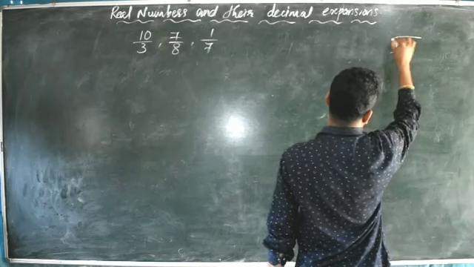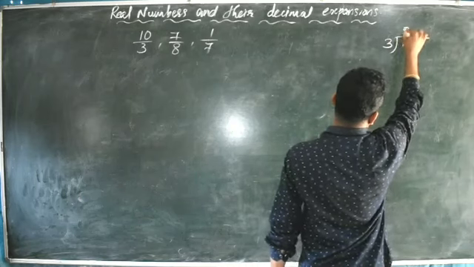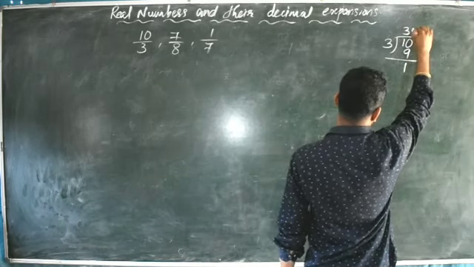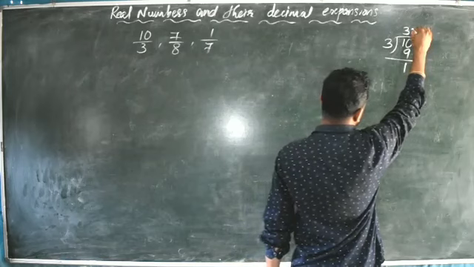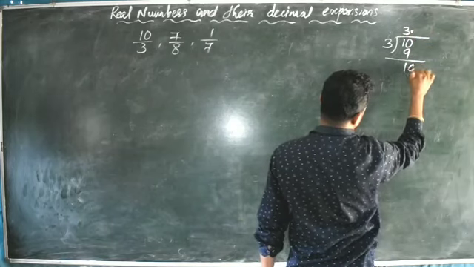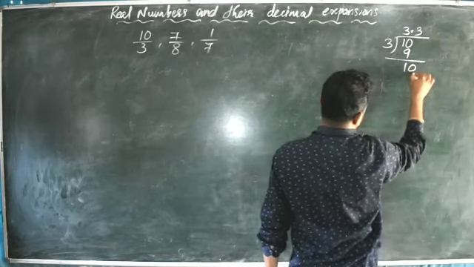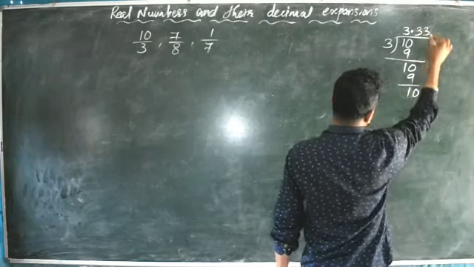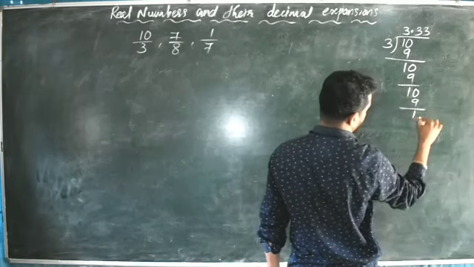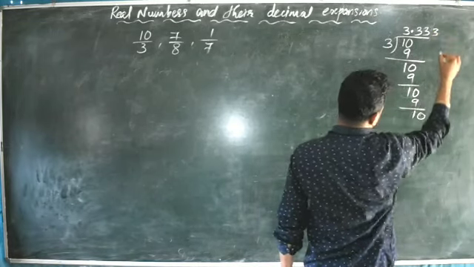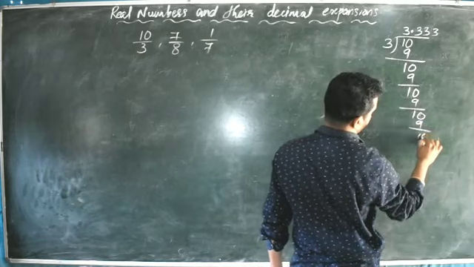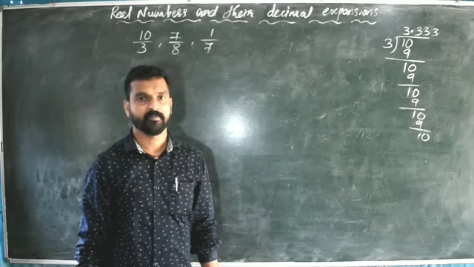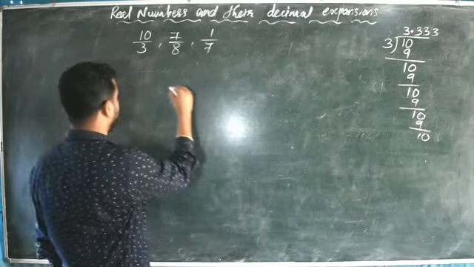10 by 3. 3 3s are 9, remainder 1. Then, since there is no digit left, we put the decimal point in the answer and a 0. 3 3s are 9, remainder 1, then again 0. 3 3s are 9, remainder 1, 0. It will go on. The division process will not end there.